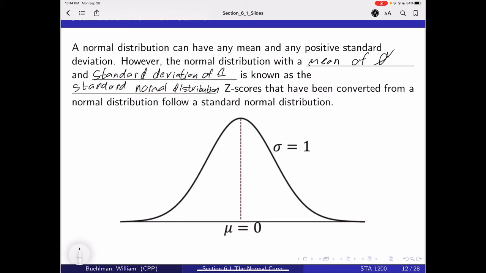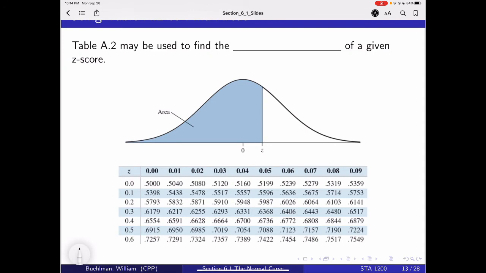Z-scores that have been converted from a normal distribution follow a standard normal distribution. Table A2 may be used to find the area to the left of a given z-score. So if we go to Table A2 and look at a z-score, let's go with 0.29, we look here and here and go where they cross right here. And now we have been given the area, or in this case the probability, that we are less than that value.